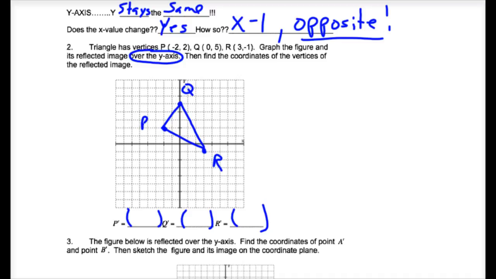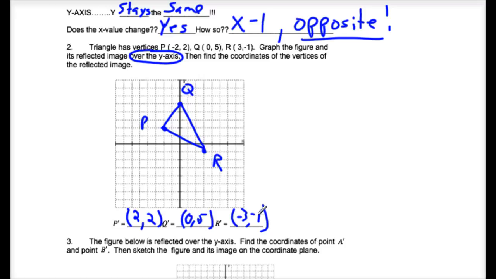Let's get the coordinates of P prime, Q prime, and R prime. Times x by -1 and keep y the same. P prime will be 2, 2. Okay? Raise your hand if you got Q prime. Miss Catherine, what is it? Yeah, it stays the same. It's 0, 5. It's already on the y-axis, so when we reflect it, it's not going to move at all. So 0, 5. Teddy, what's R prime? -3, -1. Very good.